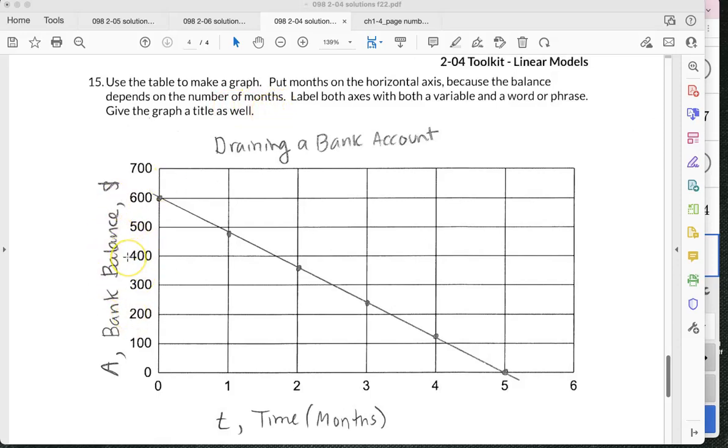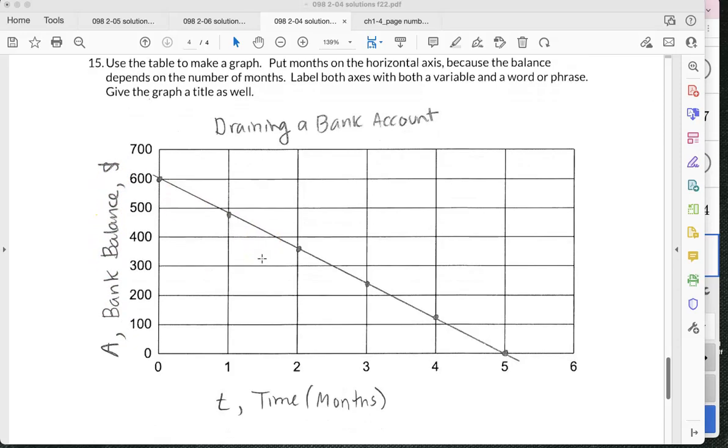This axis typically depends on this axis. I also said to label both axes with a variable and a word or phrase. So T, which is time in months, and A, which is the bank balance in dollars. Give the graph a title as well. So there's my title for this graph.